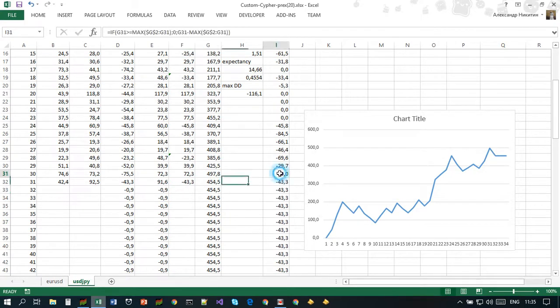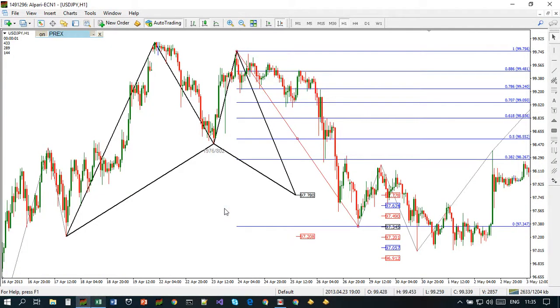You see, immediately after we recovered, we started a new drawdown. Immediately after that.